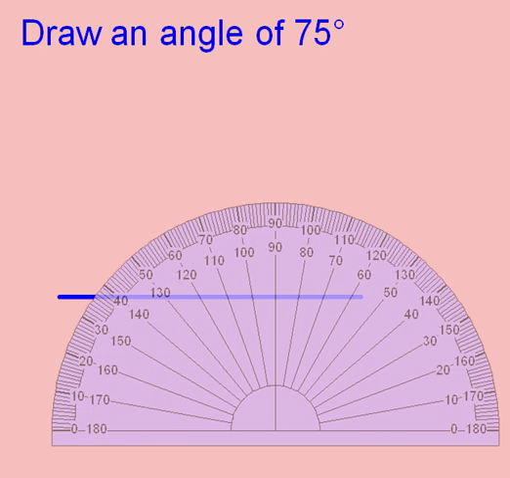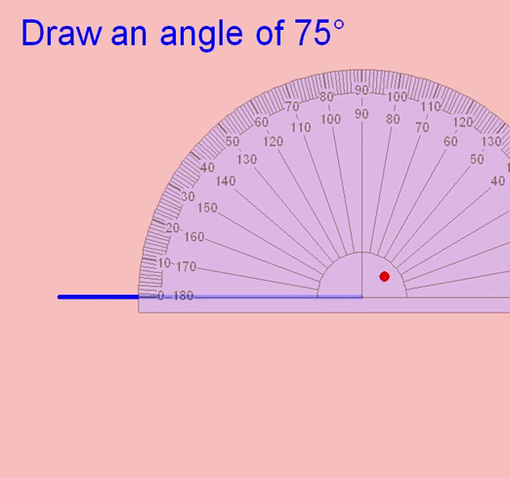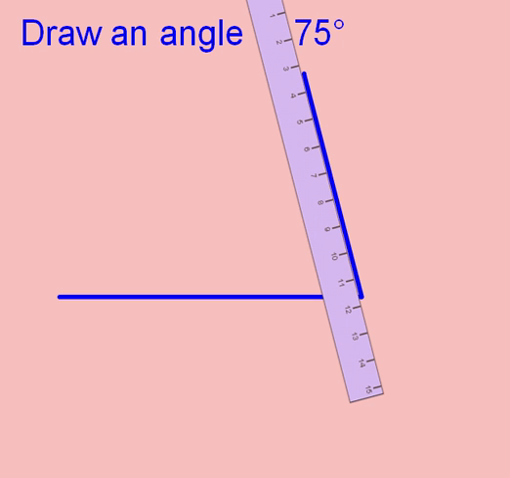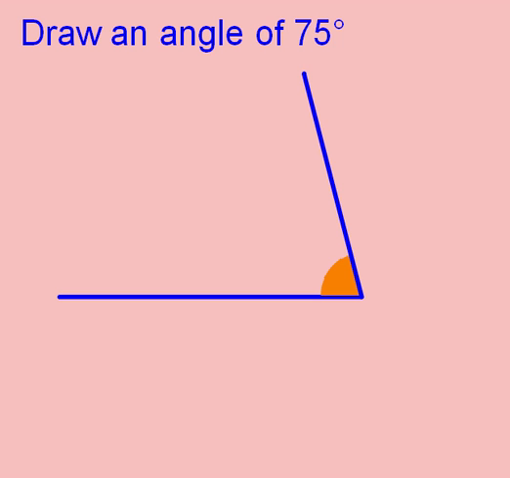So when I put my protractor on, I line it up with this end of the line. I can see that the baseline is lined up with the 0 that is on the outside scale. So I'm going to use the outside scale to measure 75 degrees. I put a dot at 75. I can now take my protractor away and join the dot to the end of the line to create my angle. This is my angle of 75 degrees.